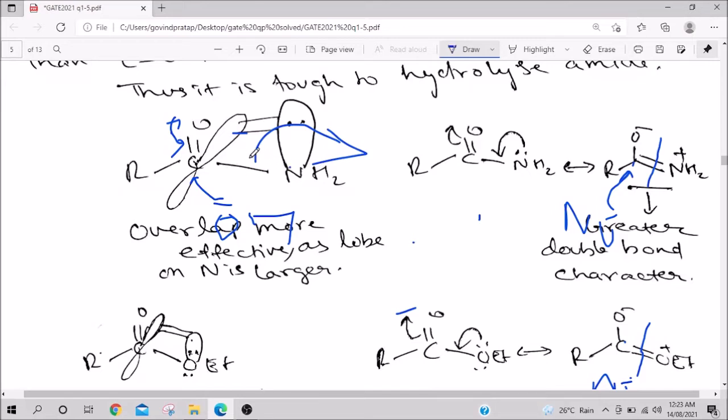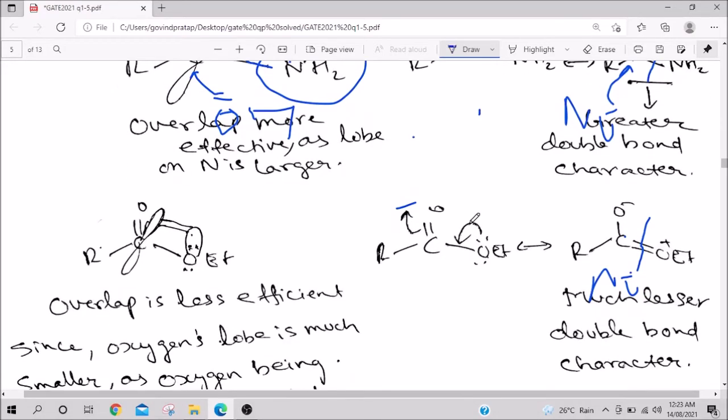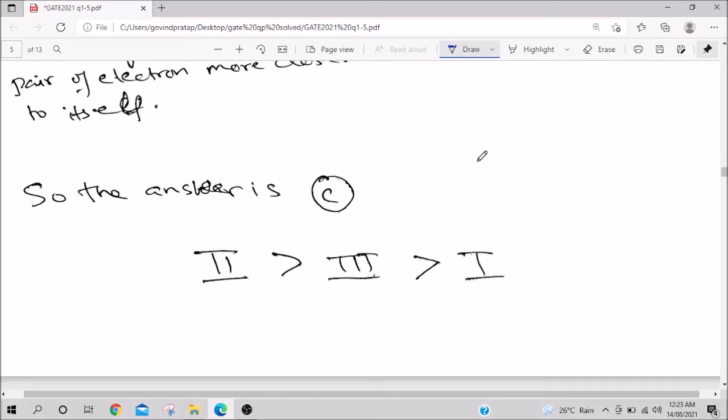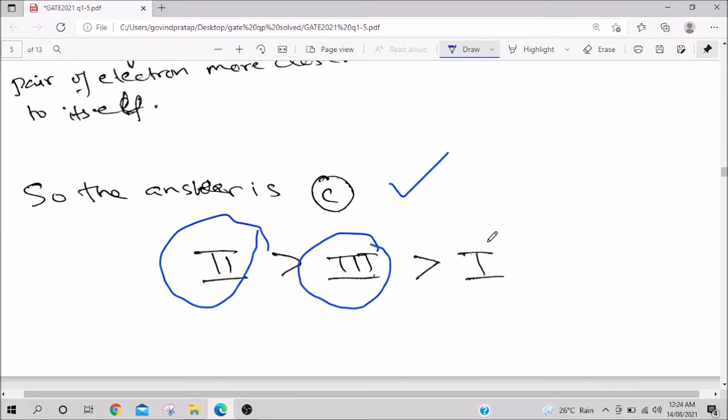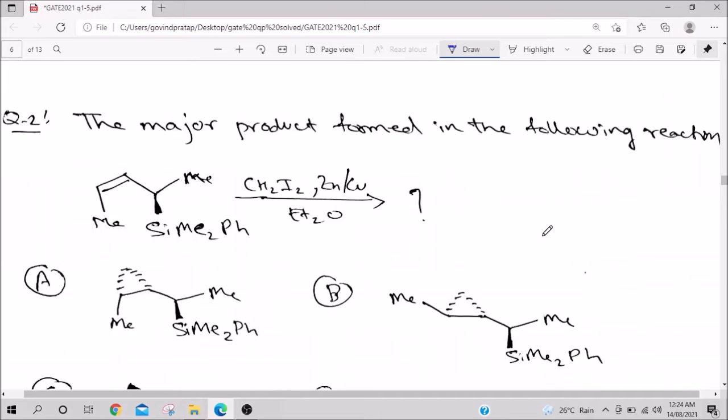If this bond has to leave and it is weaker, it will leave easier. But when it gets double bond character, the leaving of NH2 becomes tougher, whereas OEt is easier because the double bond character is much less, as the overlap is not that efficient. Therefore, amide will be the last to hydrolyze. So the answer is C, 2. The trans ester reacts fastest, and then ester reacts faster than amide. So C is the answer. Let us go to the next question.